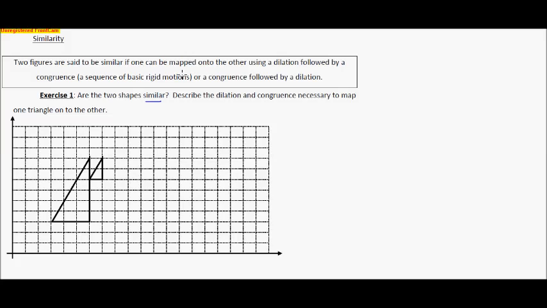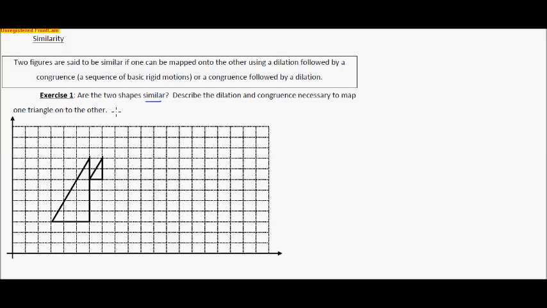It says two figures are said to be similar if one can be mapped onto the other using a dilation followed by a congruence. And remember, a congruence is a sequence of basic rigid motions, meaning a sequence of translations, reflections, or rotations. Or I can do the congruence first, the translation, reflection, or rotation, and then follow it by a dilation.